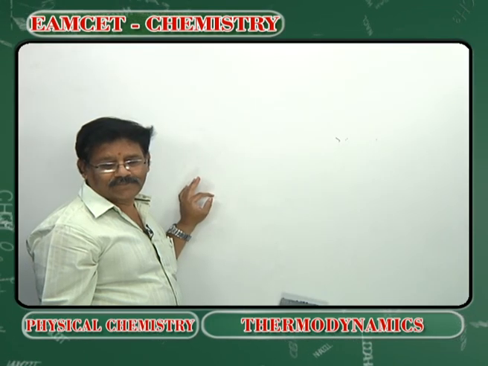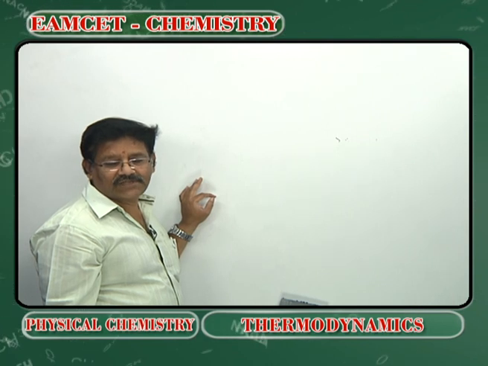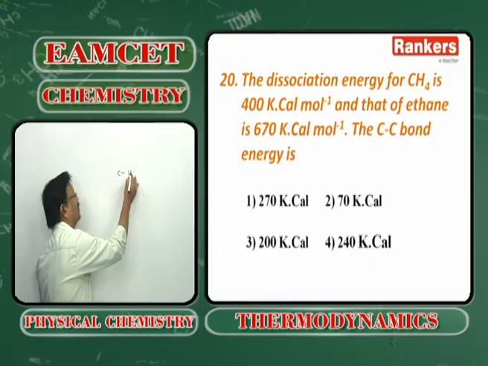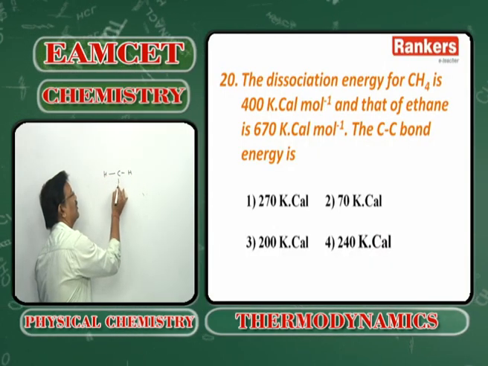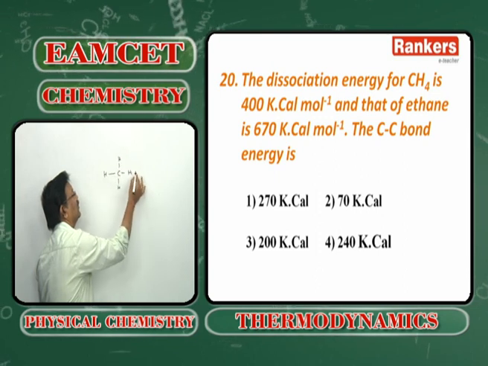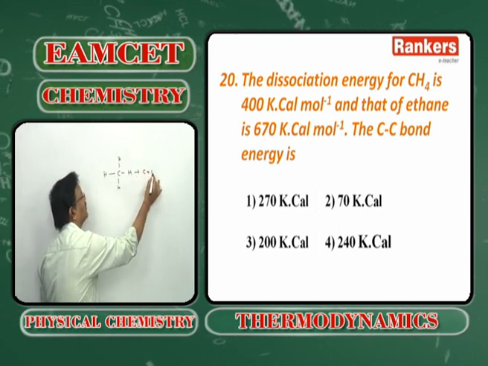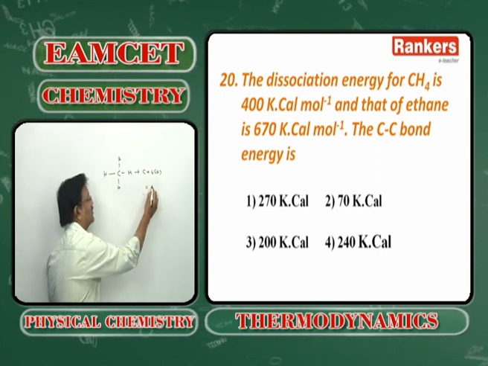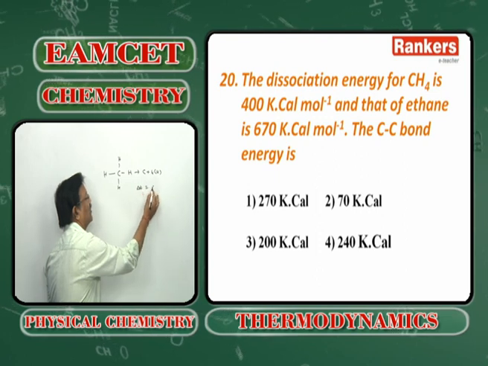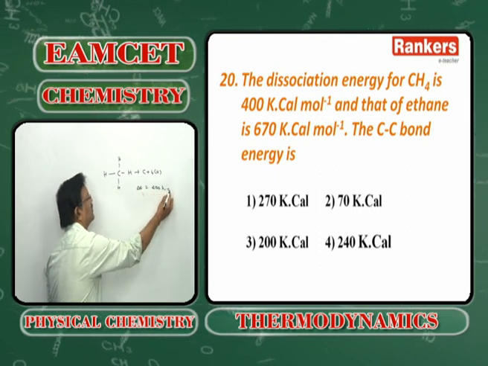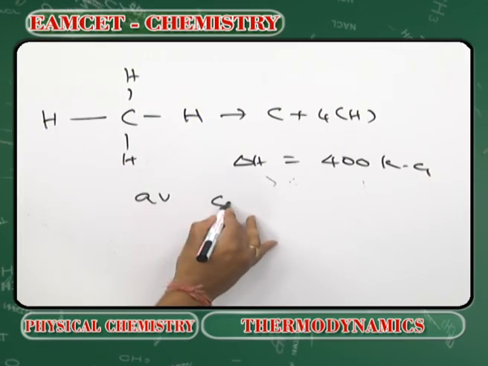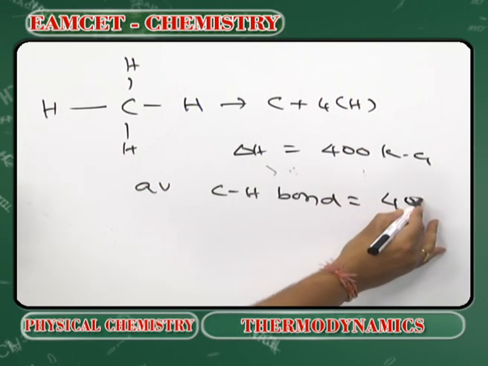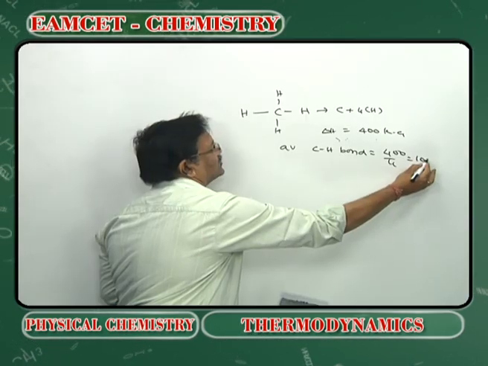Next, the dissociation energy of CH4 is 400 kilocalories. When CH4 dissociates, we get carbon plus 4 hydrogens. So delta H is equal to 400 kilocalories. From this, what is the average CH bond energy? Average CH bond energy is 400 by 4, that is 100 kilocalories.